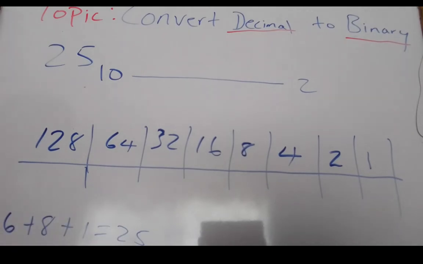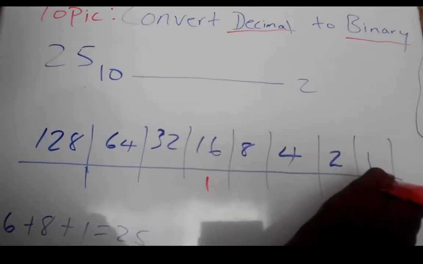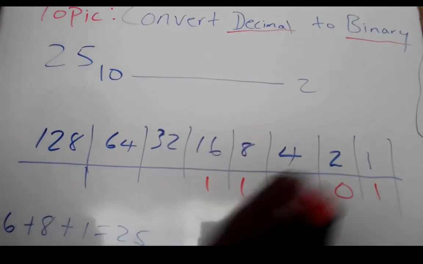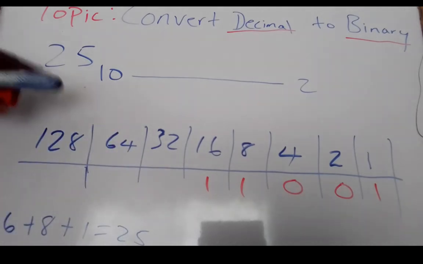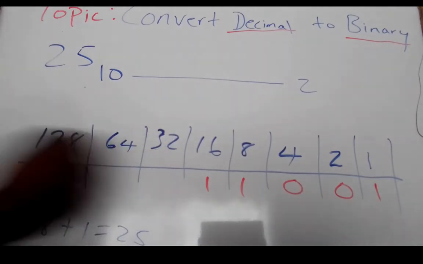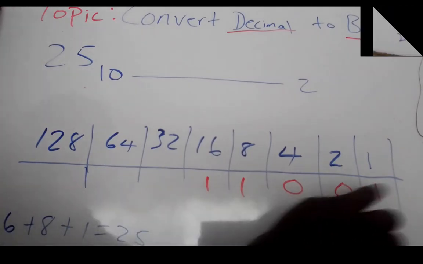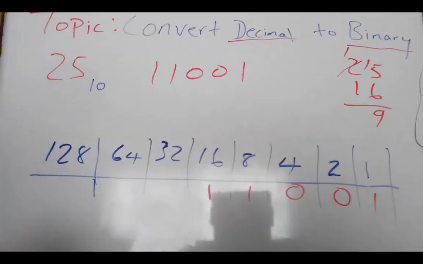Since we use these three numbers, we are going to put a 1 where they are. That simply means we're going to put a 1 where the 16 is, a 1 where the 8 is, a 1 where the 1 is, and we're going to put a 0 and a 0. We're not going to use the numbers up here because the number is 25, so we don't need 32, 64, 128. We're just using these numbers: 1, 1, 0, 0, 1.